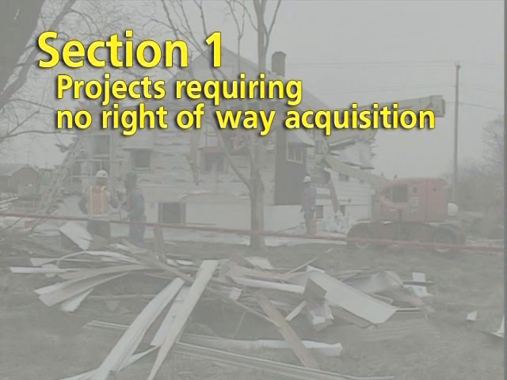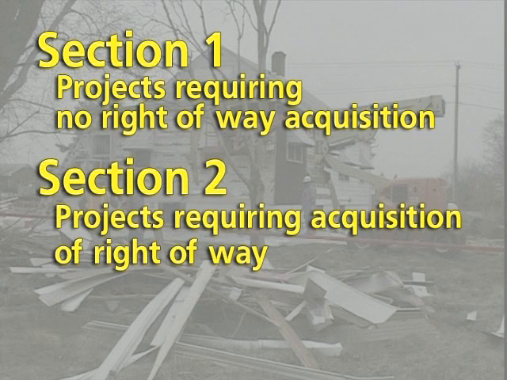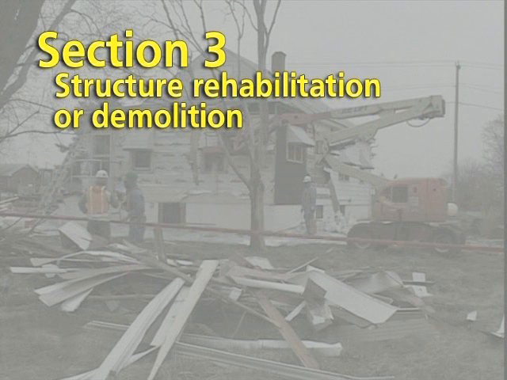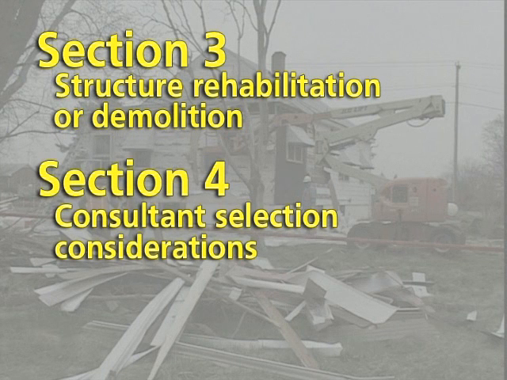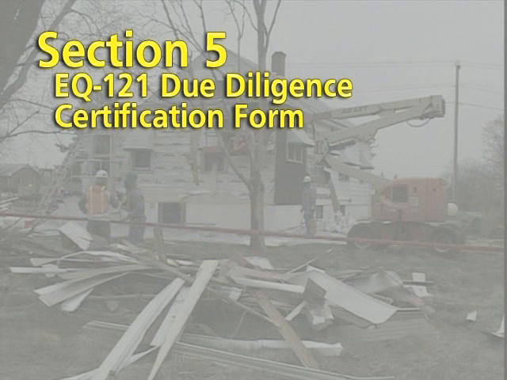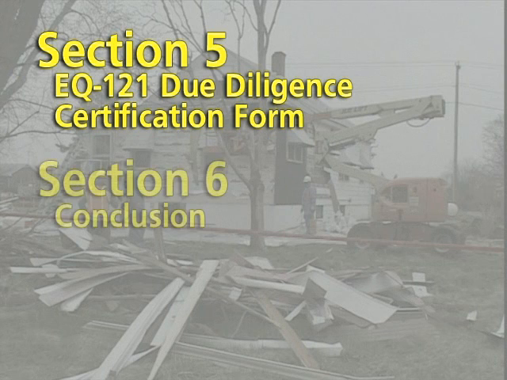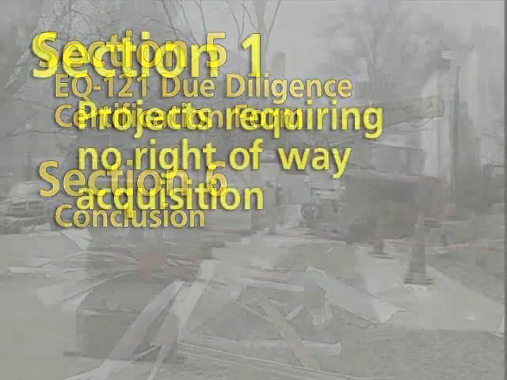Section 1 covers projects requiring no right-of-way acquisition. Section 2 covers projects requiring acquisition of right-of-way. Section 3 covers structure rehabilitations or demolitions. Section 4 covers consultant selection considerations. Section 5 describes the Due Diligence Certification Form, or EQ 121. And Section 6 is a short wrap-up. You can navigate to each section by using the chapter button on your controller or viewer.